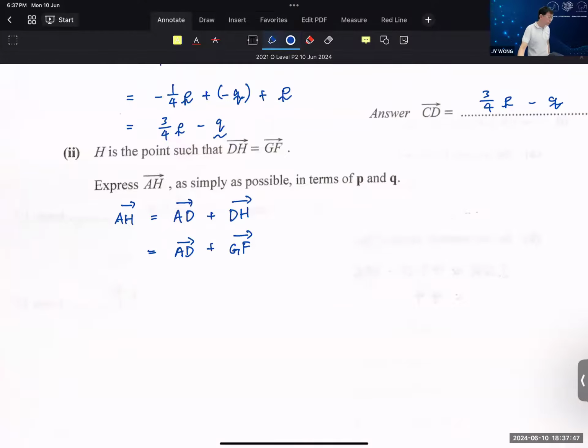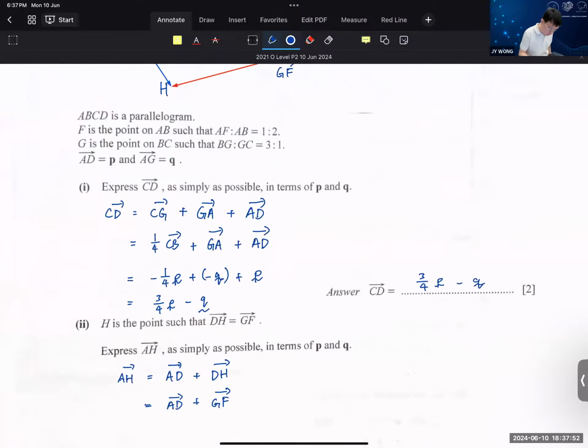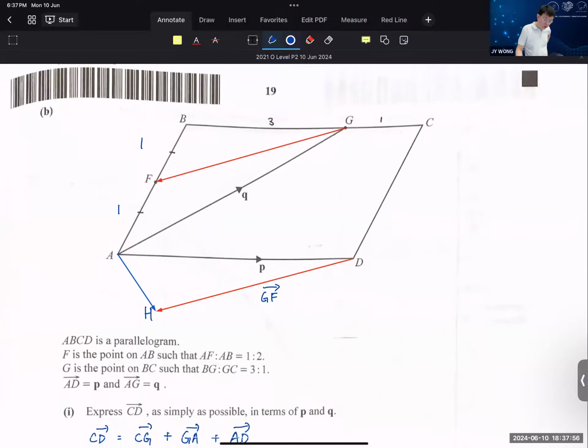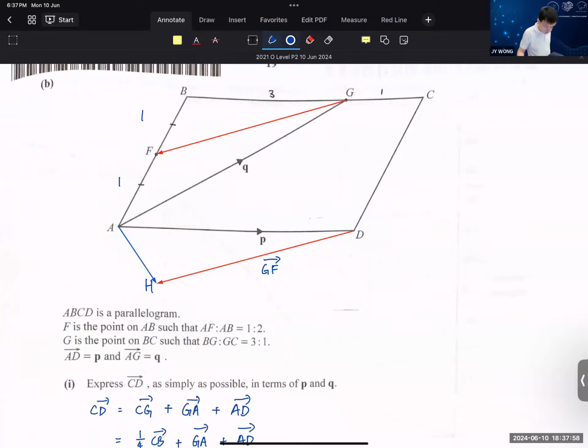Okay. So what is GF? So now you need to go and resolve the vector GF. How to get from G to F? If you look at this, GF is either GB plus BF or GA plus AF. Up to you which one you prefer. Either one is fine.